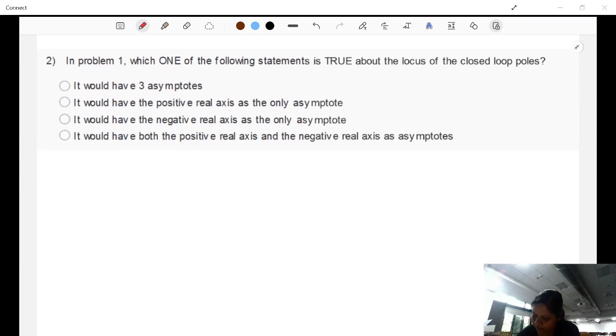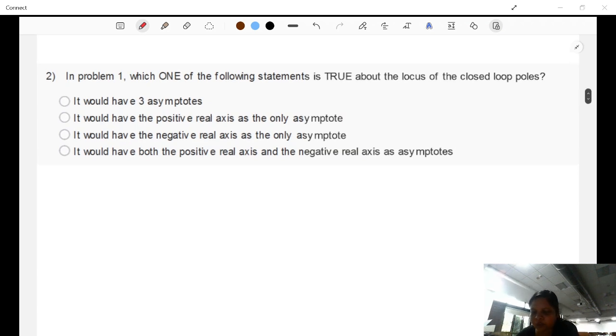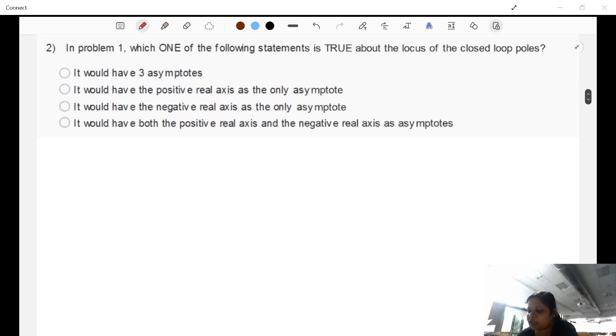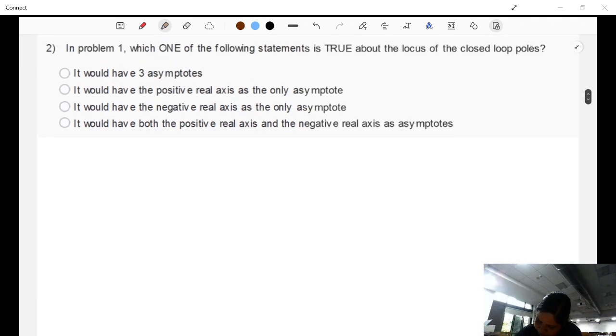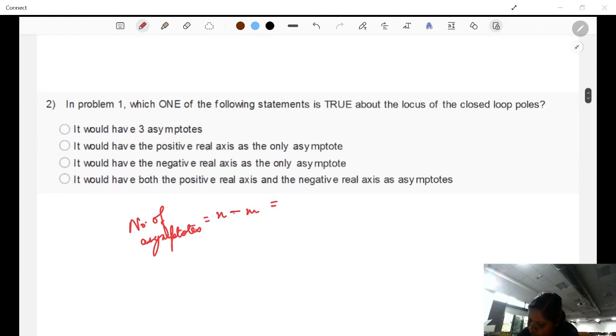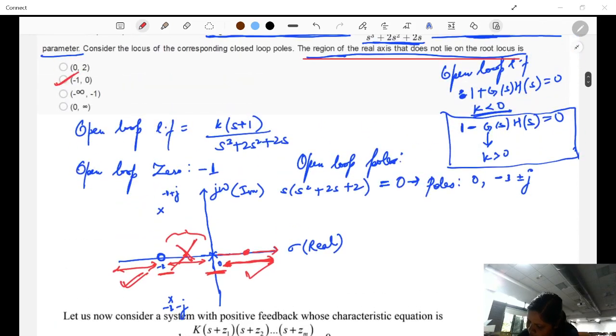So in the second problem, we can see: which of the following statements is true? How many asymptotes would it have? Essentially, this is the first question. If you are able to say the number of asymptotes, you'll have to find out the angle of the asymptotes, right? So how do we determine this? Before that, the number of asymptotes you can directly say is n minus m. What was n? It was 3, right? What was m? It was 1.